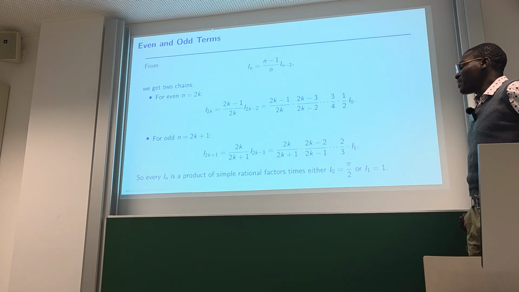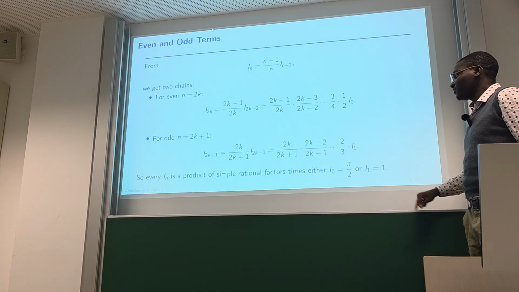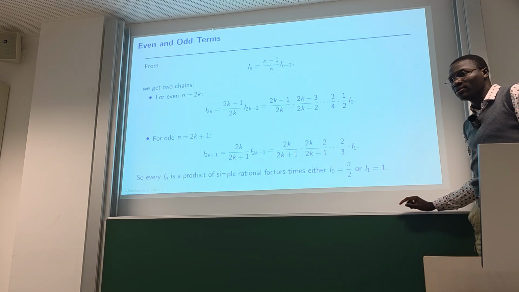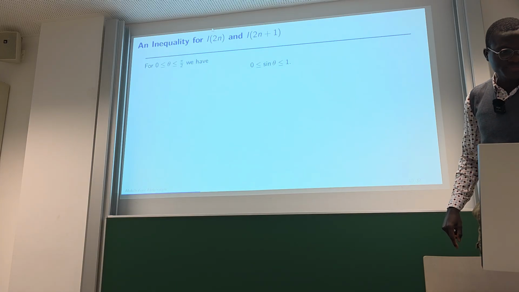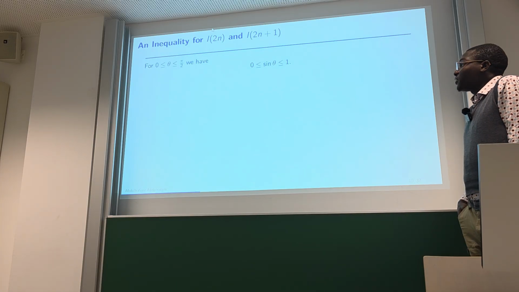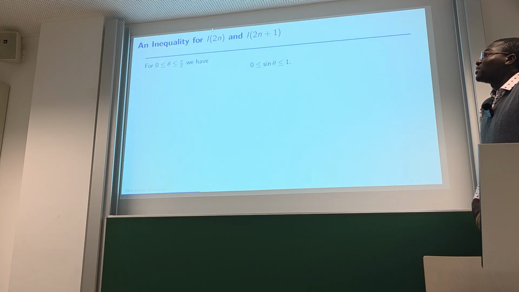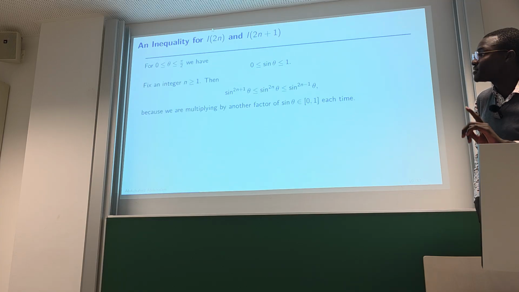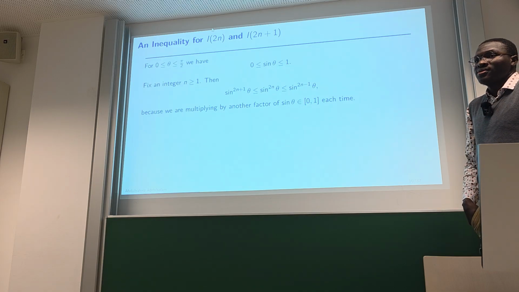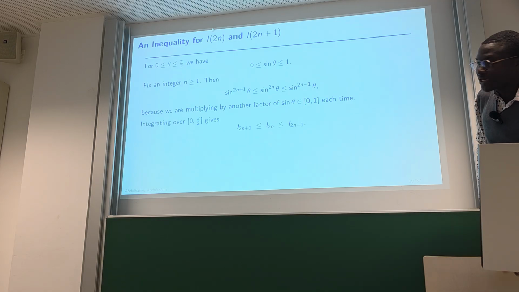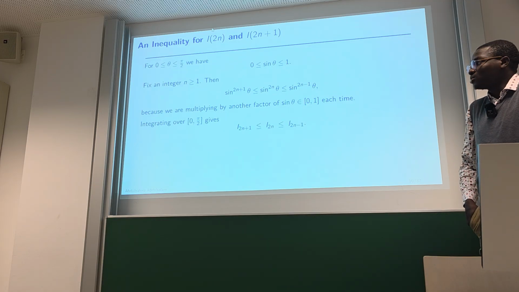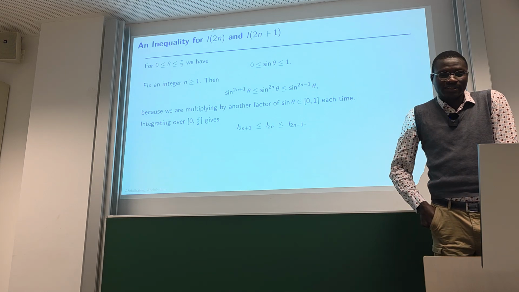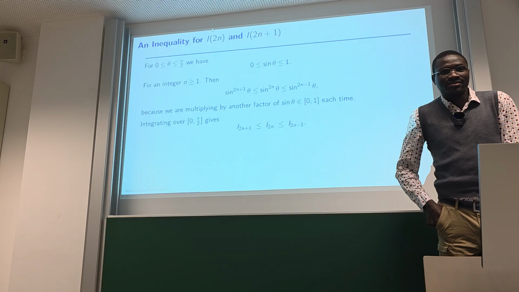So you could just remember that I_n is a simple product of rational factors times either I_0 equals pi over 2 or I_1 equals 1. For theta between 0 and pi over 2, we have that sine theta is between 0 and 1, and we have this inequality. From this inequality, we have this inequality for the two families. So I'm just giving a summary of what we did the other time until we get to slide 17.